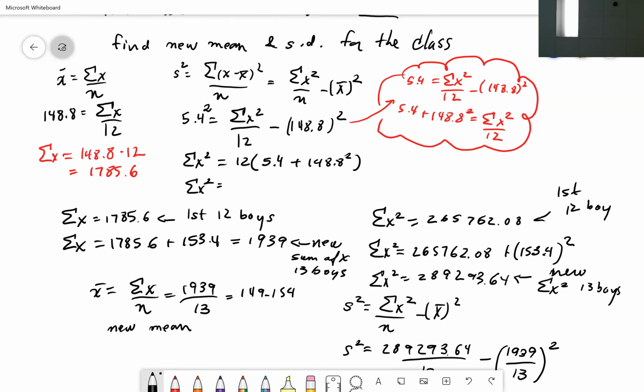Very, very important. 5.4 raised to the second. I add 148.8 but squared. Multiply it by 12. Now I get a different number. It's a slightly different number, but it's enough. I'm up there, you see? This would be 5.4 squared. So it's enough that it will make it, that little small difference is enough. So now this changes to this.